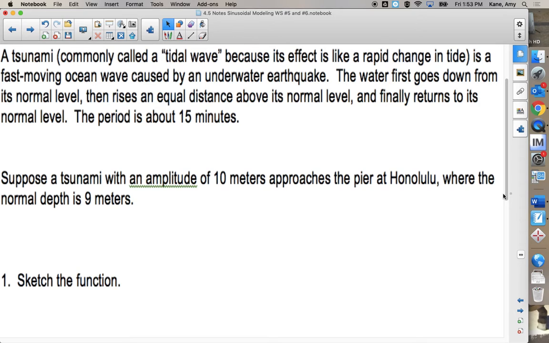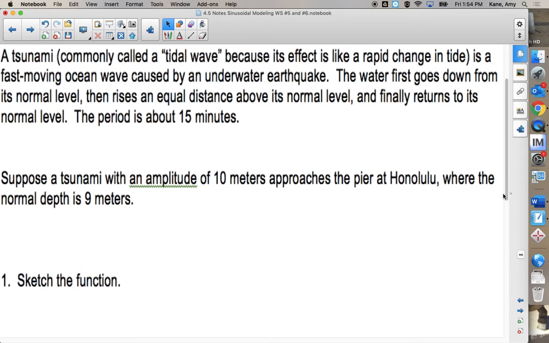So we're talking about here the water going down first from the normal level, rising back to normal, and then going above that amount. And it says the period is 15 minutes. So the amount of time that it takes for it to have a full cycle of pulling away and crashing on the beach again is 15 minutes. That's a pretty long period of time. So this is like a pretty big tsunami happening here. It says our tsunami has an amplitude of 10 meters.